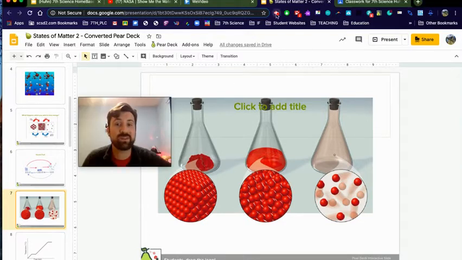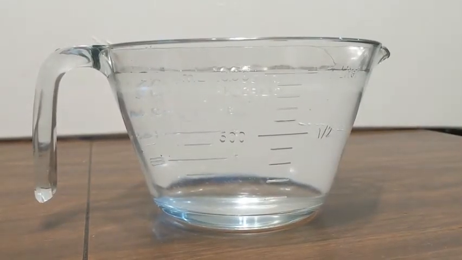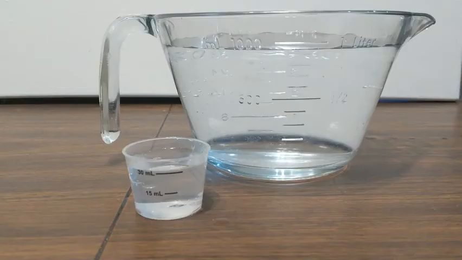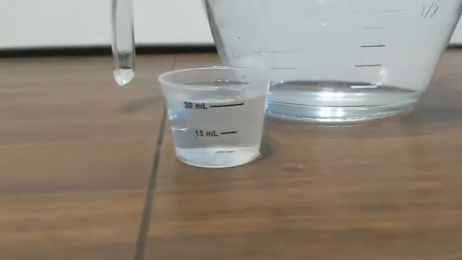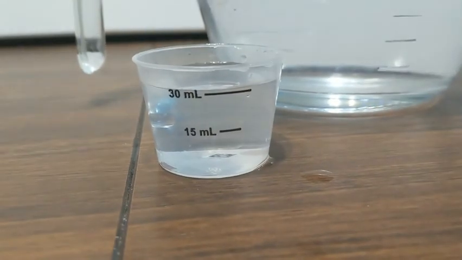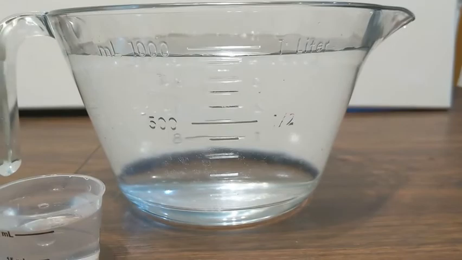So watch this. This 1,000 milliliters represents all the water on Earth. I took out 30 milliliters. This represents all of the fresh water on Earth. 970 milliliters would still be salt water.